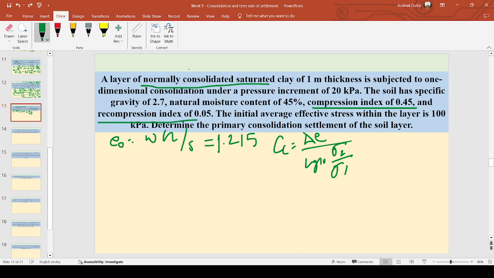Right, now why are we calculating del e? That might be a question. We can also find out using this equation, that is rho equals Cc divided by 1 plus e0, into H into log to the base 10 sigma 2 by sigma 1, that is final by initial average, this one, 120 by 100. Please solve this equation. Cc divided by 1 plus e0.